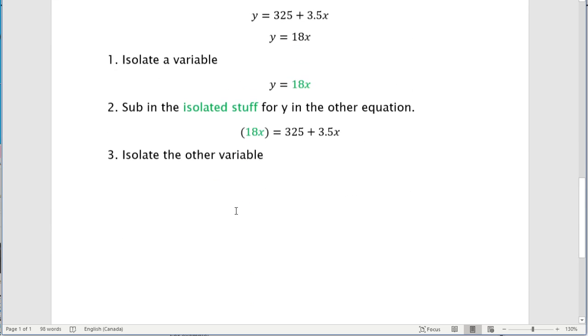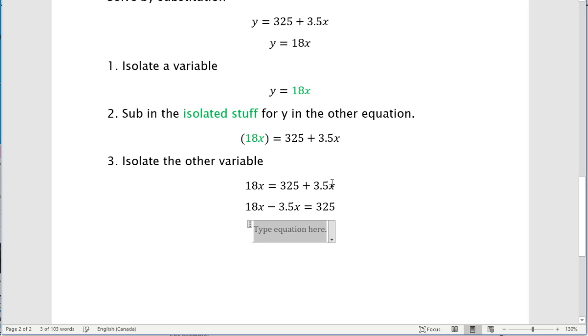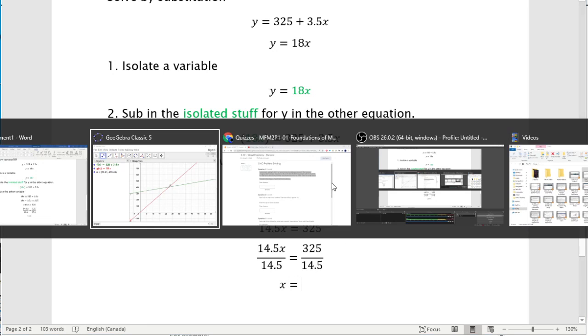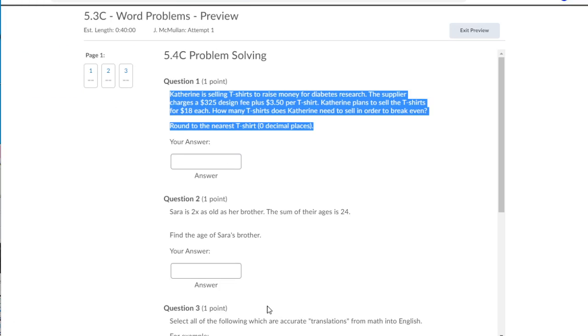Let's make a new page here so we keep this organized. Isolate the other variable. Okay, so we have 18x equals 325 plus 3.5x. I want to bring all the x's to one side. And now I'm going to subtract them. Now, from here, I'm going to divide 14.5x by 14.5 to get rid of that. And I do this. Okay. Now, what is 325 divided by 14.5? The answer is 22.41.